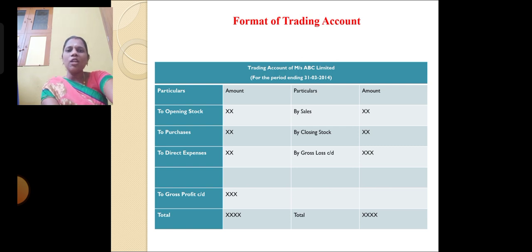Gross profit or gross loss occurs. Gross profit or gross loss is nothing but the difference between direct income and direct expenditure. If the income amount exceeds, gross profit will occur. If the expenses amount increases, gross loss will occur.